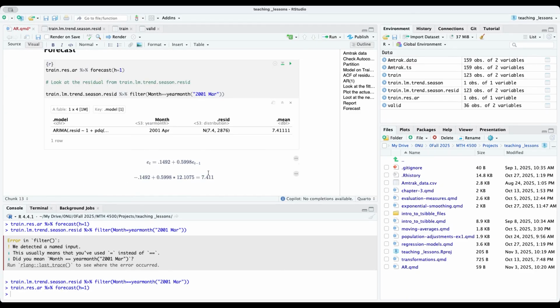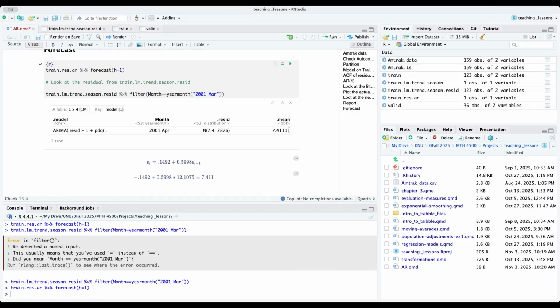This is the forecasted value of April using the autoregressive model that we have built. We have the residuals of the previous months, so we can forecast the next months. So what does this 7.4 mean? This is computed directly using the forecast function, and it's positive, which means the residual of April 2001 is positive.